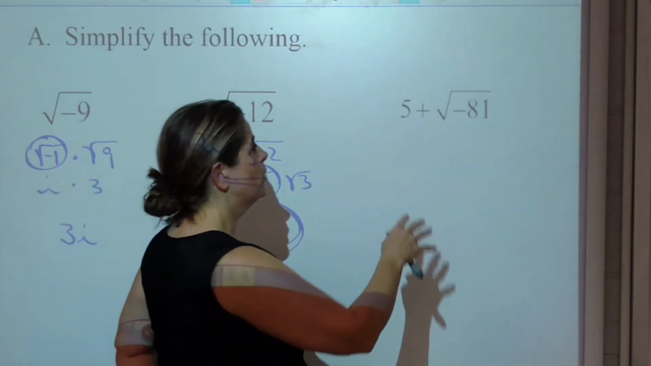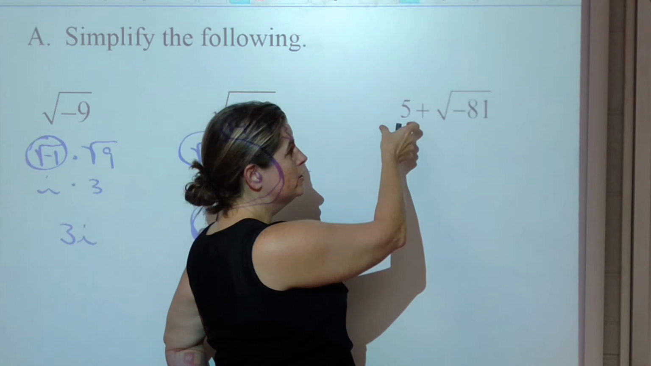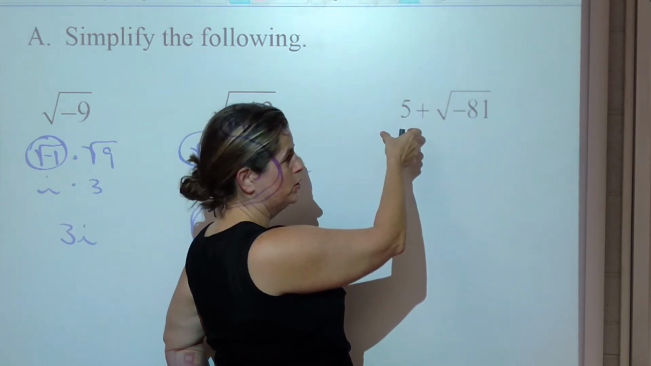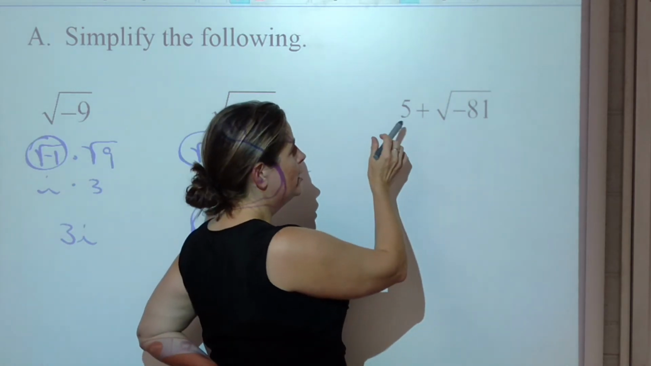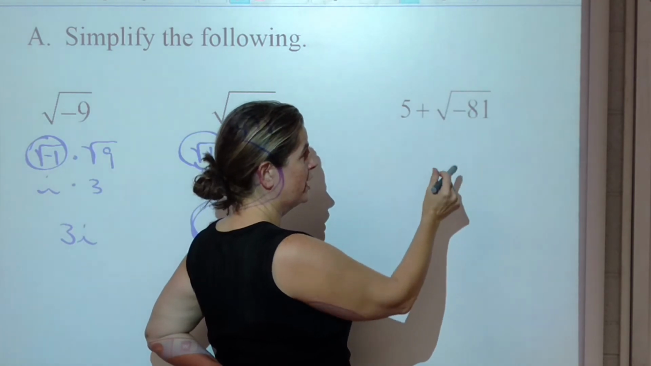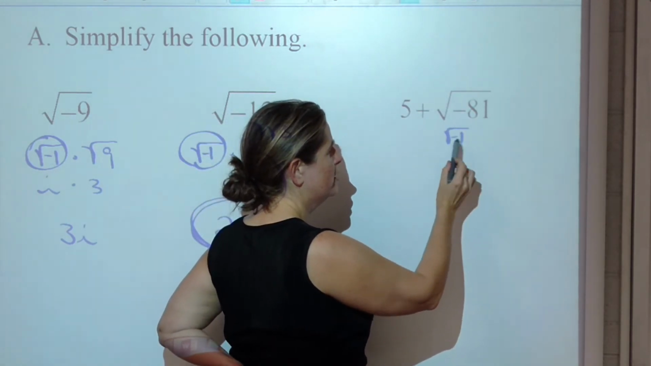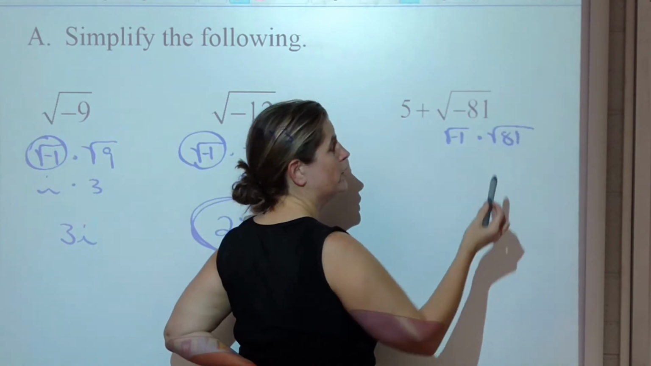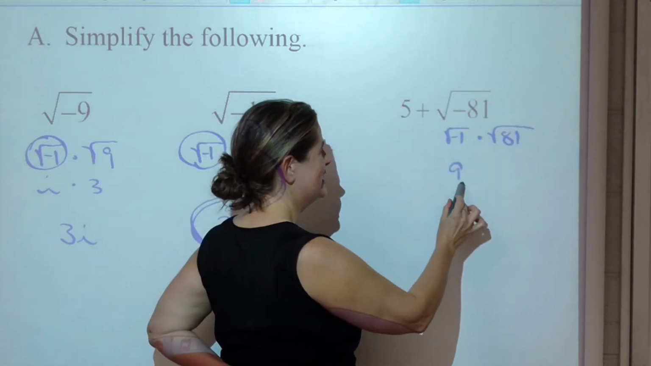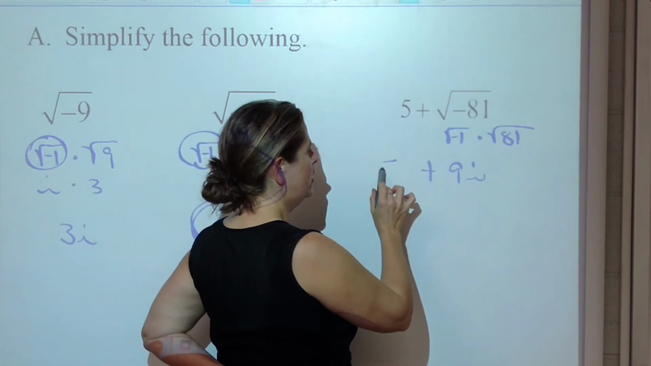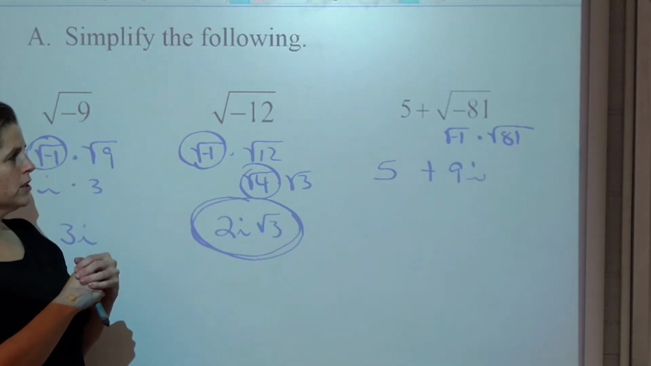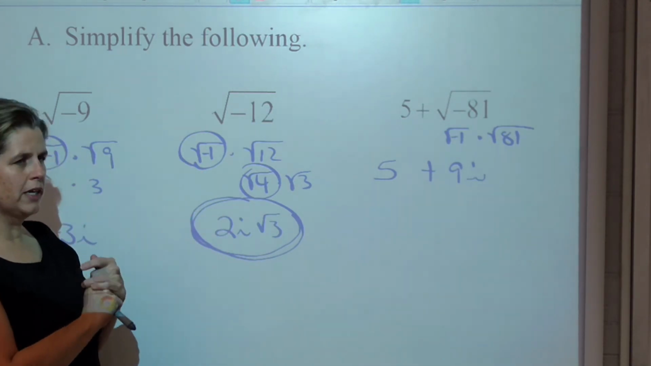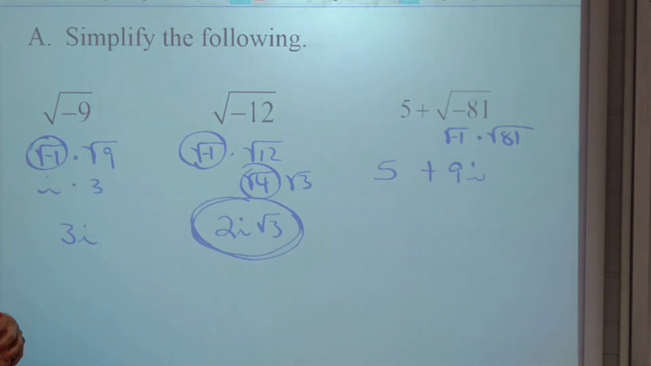You also might run into a complex number where you've got a real number piece without a negative root or an i with it, and then something that has a negative root or an i. You simply want to simplify the root. So we're thinking root negative 1 times root 81. Oh, 81's a perfect square. So that's 9i and a 5. 5 plus 9i. It's customary to put the real part in front and the imaginary part at the end when you're making a complex number. Those can't combine because they're not like terms.